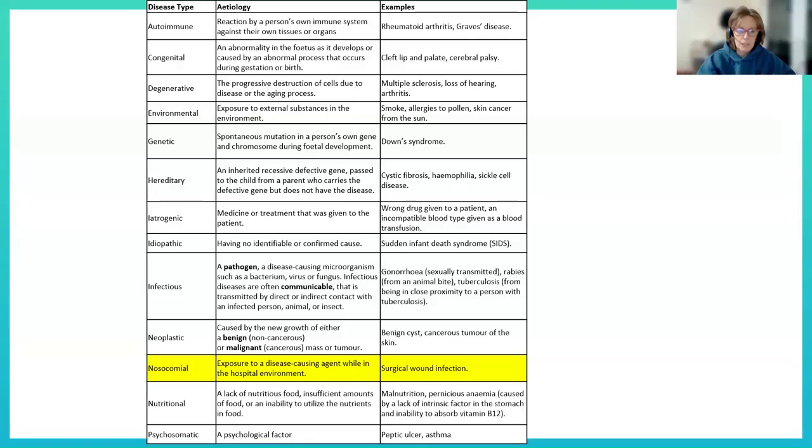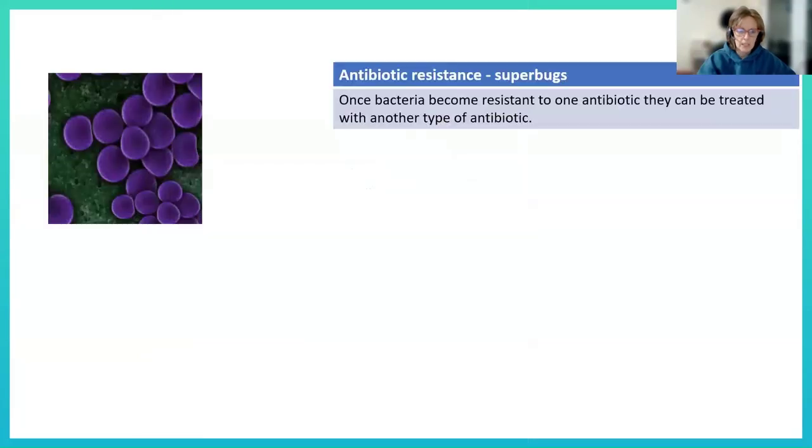Another type of disease is nosocomial, and that means something that is picked up whilst in the hospital environment. Sometimes these are called hospital-acquired infections, or HAIs, instead of nosocomial. So usually you pick up some infection like MRSA or C. difficile. You might have heard of C. diff and MRSA. They're in the news a bit. These are what are sometimes termed superbugs.